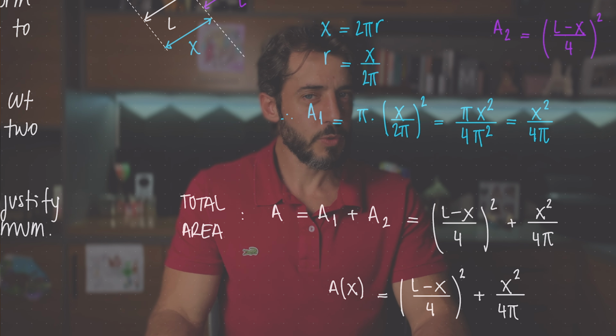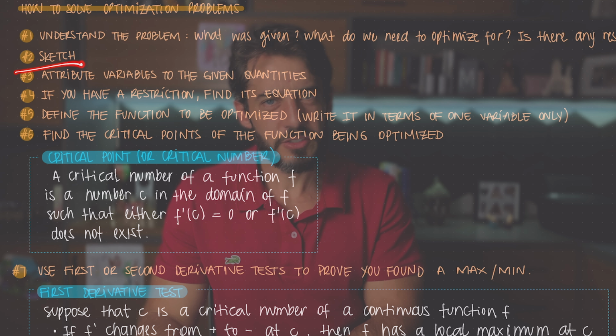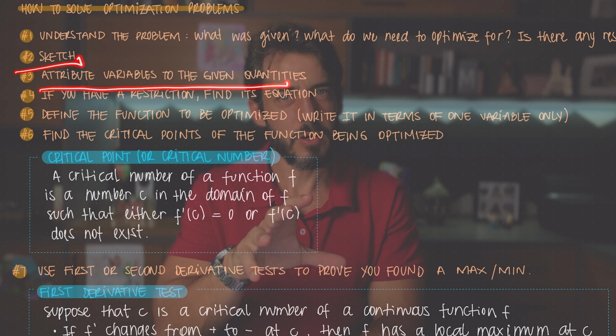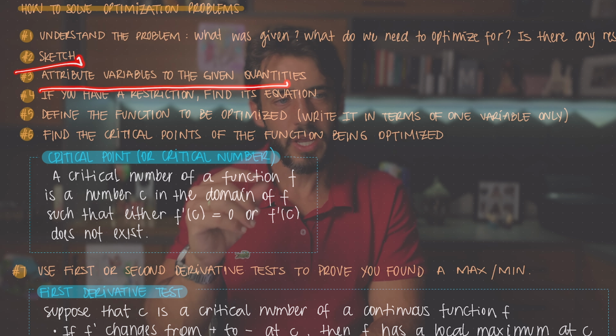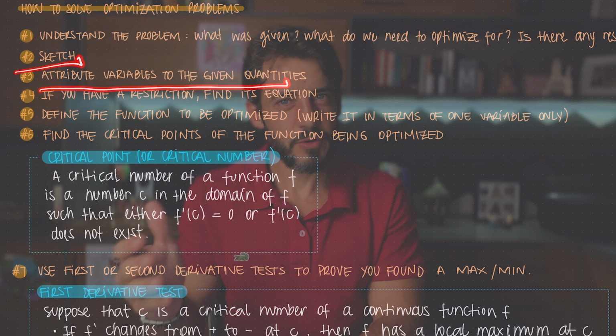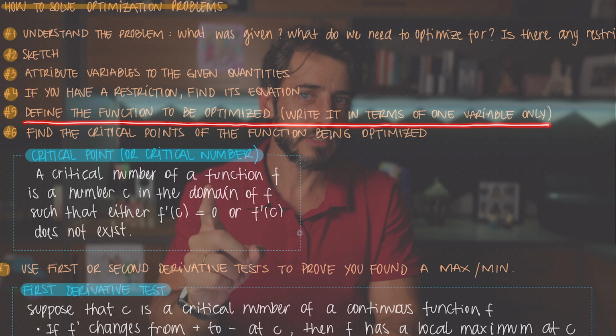Other questions that we either answered already or still need to think about: sketching was done, our sketch is done. We did attribute variables to the quantities, so we have capital L as the total length of the wire, x as the fraction of the wire which is going to be used in the circle, and areas being represented as capital A. We already dealt with the restriction, which is capital L, a finite amount of wire. And we just defined the function to be optimized. We did write it in terms of one variable only, which is lowercase x.